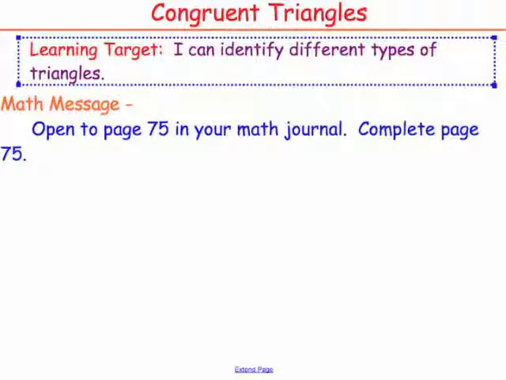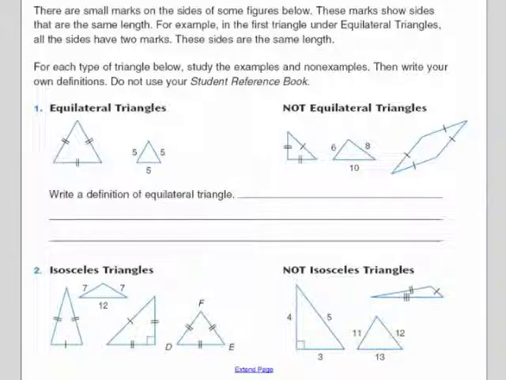It's on page 75 of your math journal and it looks like this. It says, there are some small marks on the sides of some figures below. These marks show sides that are the same length. For example, in the first triangle under equilateral triangles, all sides have 2 marks. These sides are the same length. For each type of triangle below, study the examples and non-examples, then write your own definitions. Do not use your student reference book or Google, please.